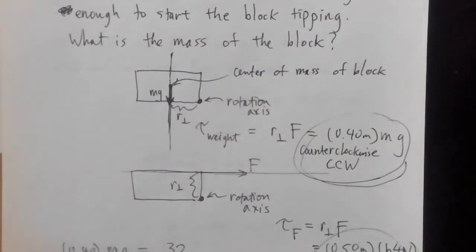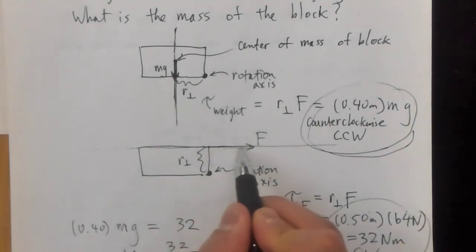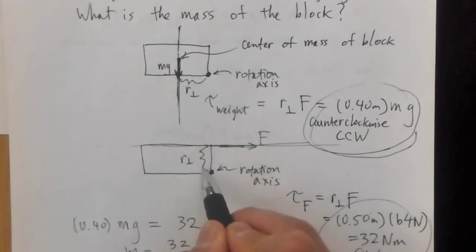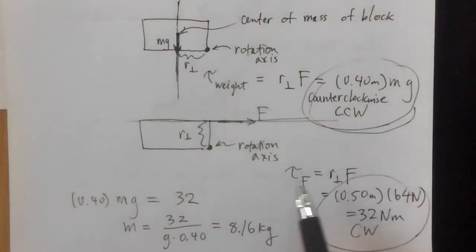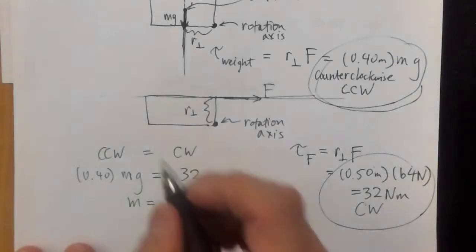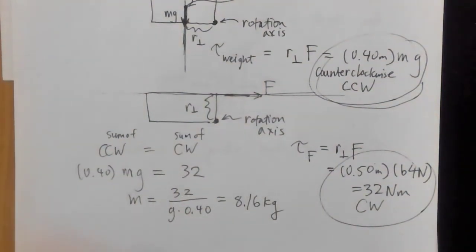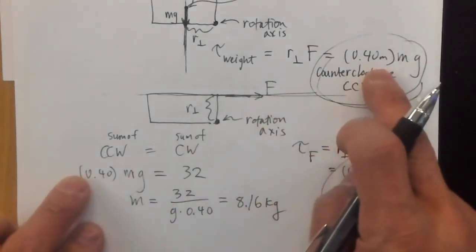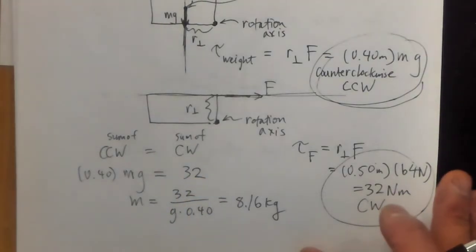This works for forces that are vertical or horizontal. Then we get the torque due to this force F here. Draw a line through the horizontal force, and that's the r perpendicular for that one. So the torque is counterclockwise for the weight and clockwise for the horizontal force F. Then we say the sum of the counterclockwise torques equals the sum of the clockwise torques to make the net torque equal to 0. And so we have 0.4 times mg is equal to 32, and we get a mass of 8.16. Yeah, question?